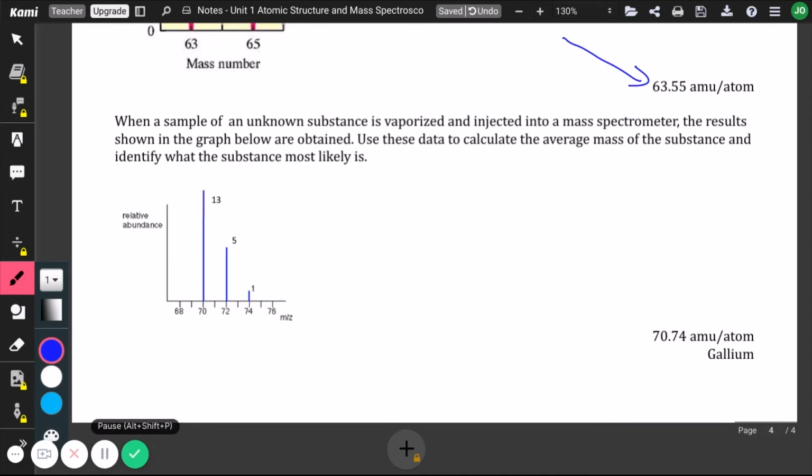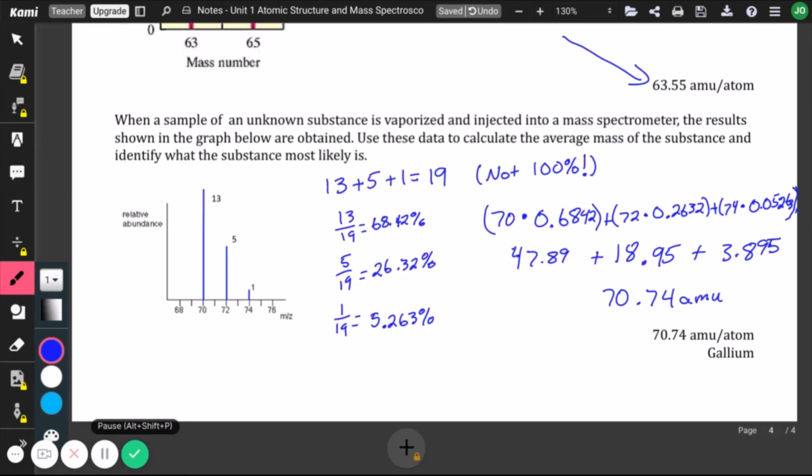Okay, so hopefully y'all paused the video. So now let me show you the answer to this. All right, so here is your answer. First thing to note is that these did not add up to 100, so you did need to make sure to find your percent abundance.